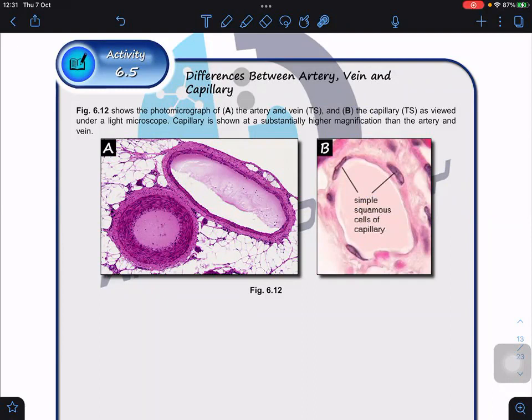But here in A, how do we differentiate between the artery and vein? We always check the wall to lumen ratio. Can you see the thick wall and narrow lumen compared to the thin wall and large lumen? So it means this one must be the vein, and this one must be the artery.